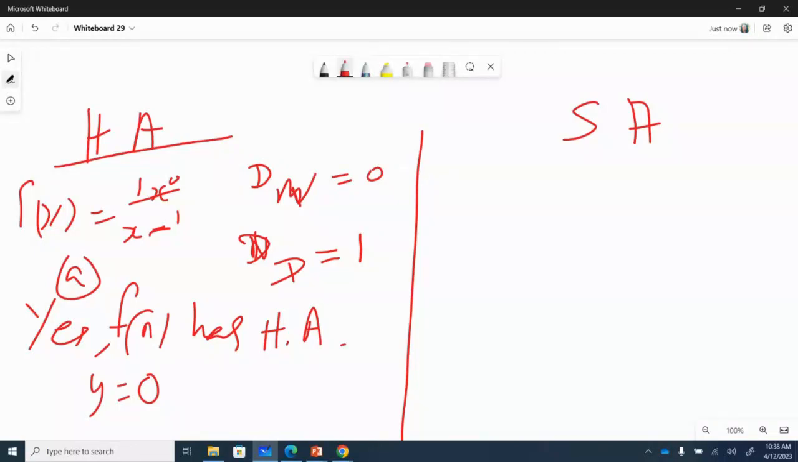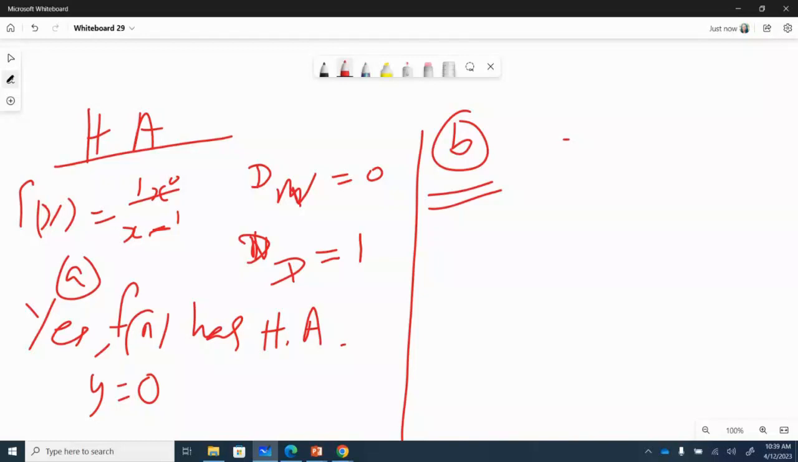There is another situation where a function has a horizontal asymptote. Let me say it again. B. A function can have a horizontal asymptote when the degree of numerator and that of denominator are equal. I'm summarizing this before we find where it is. If the degree of numerator and denominator are equal, there is a horizontal asymptote.